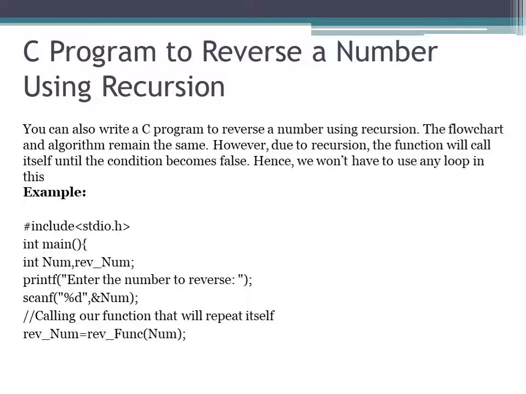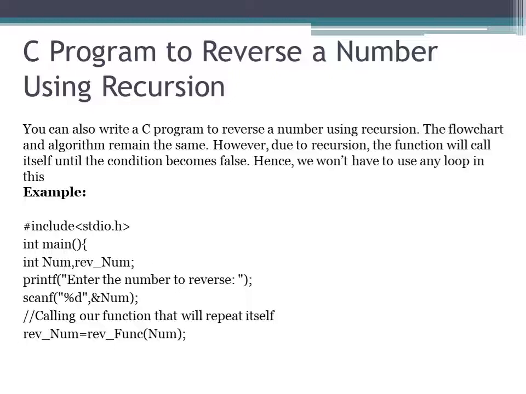Here, include stdio.h, a header file in which the program will be included. Then int main, we are going to declare all the integers in the given program, and here the program starts. Int num, reverse num, here we are going to enter only the number and the reversed number. Then printf means we are going to give the number. Then scanf means we are addressing the number which we gave, then calling our function that will repeat itself.